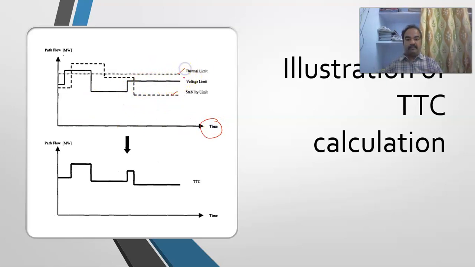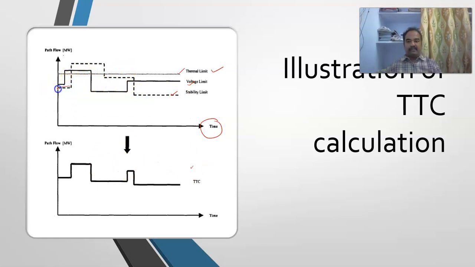This is a thermal limit which doesn't vary with respect to time. It is basically designed when you design a particular transmission line. Voltage limits will be varying with respect to time depending upon the network conditions. So whatever the minimum value among all these three will be chosen as a TTC.